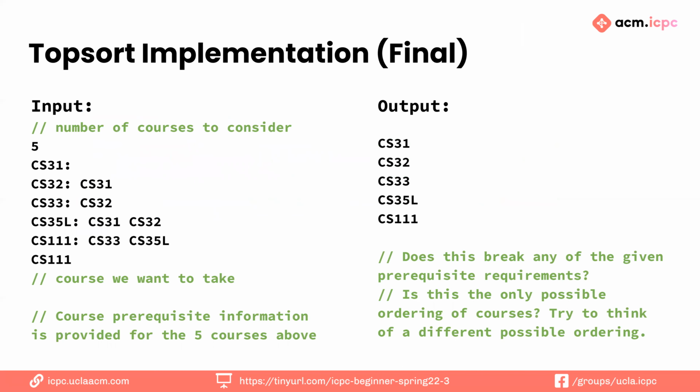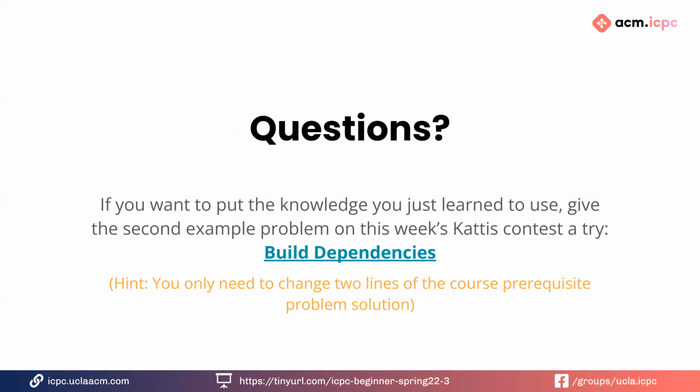Okay. So if we run our program on this input, we get this output, which is one of the two valid topological orderings that we can take. All right. And then if you want to look at this problem, it's pretty much the exact same thing, except you change 2 lines of code. Do you want to take a look at it?